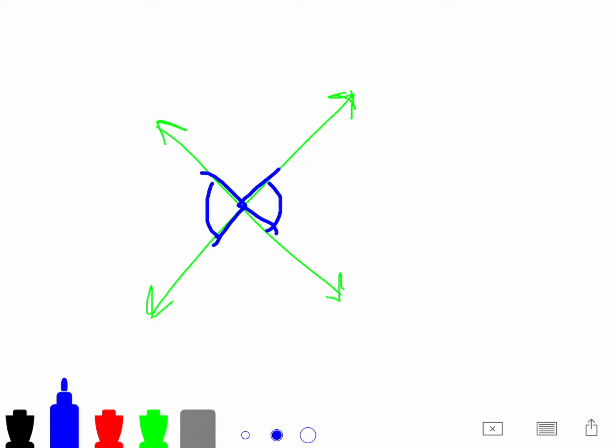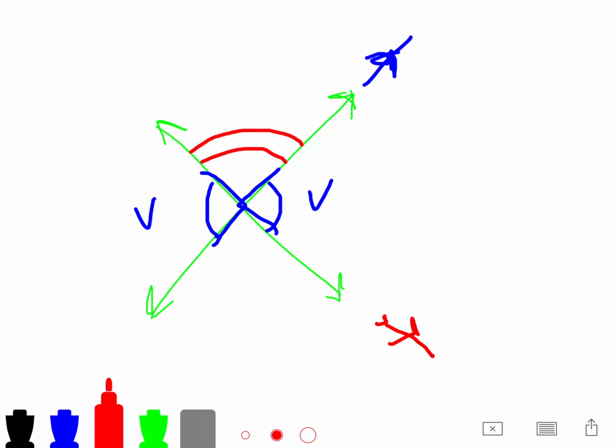You could think of this as like two planes flying in the sky. One is going this direction, and the other one is going this direction, and you can see their contrails. Please ignore my awesome drawing skills. They've got these contrails that cross each other. So you've got these two vertical angles, and you've got these two vertical angles.